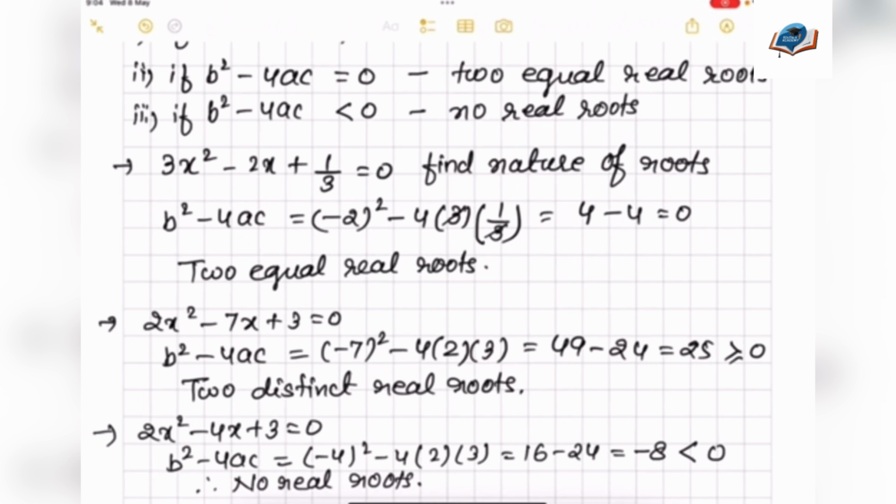So all this is the theoretical part of the chapter which we have to study in this chapter.